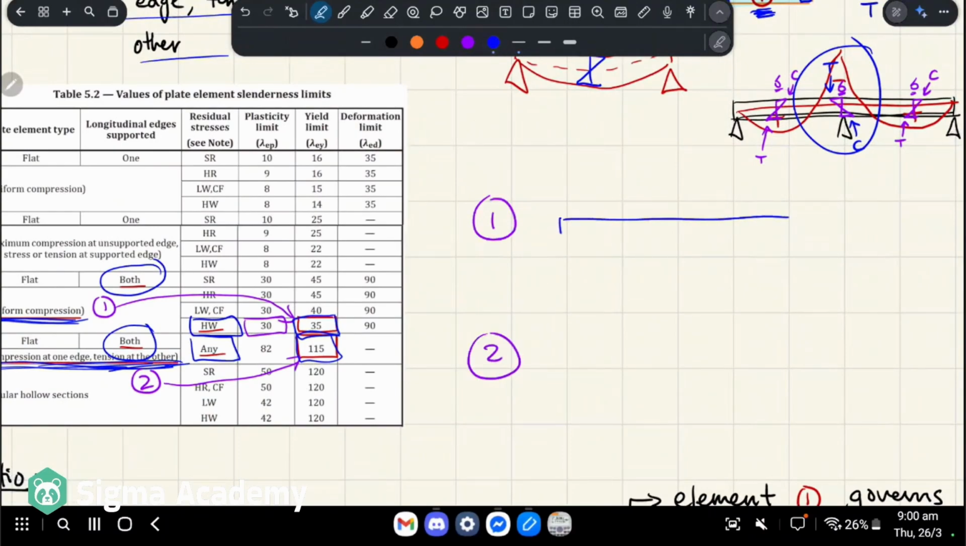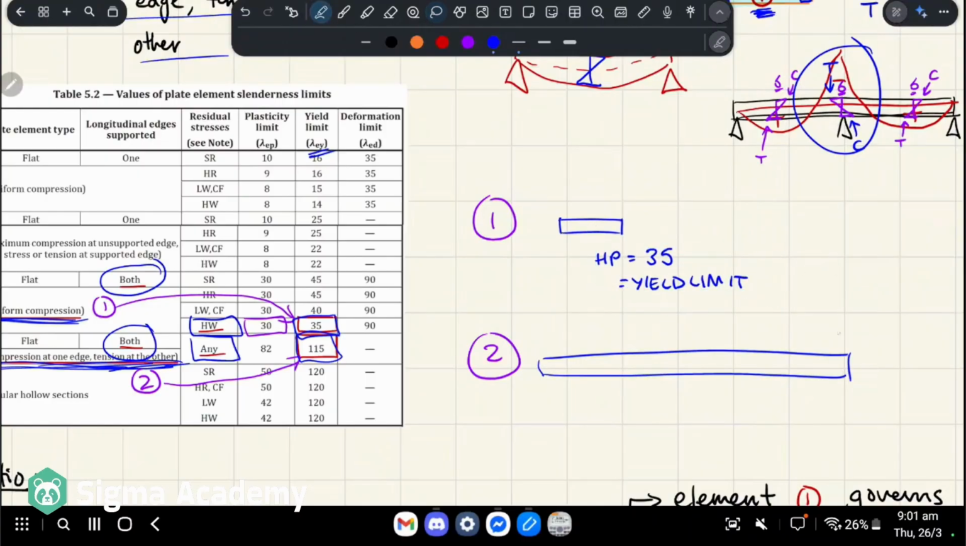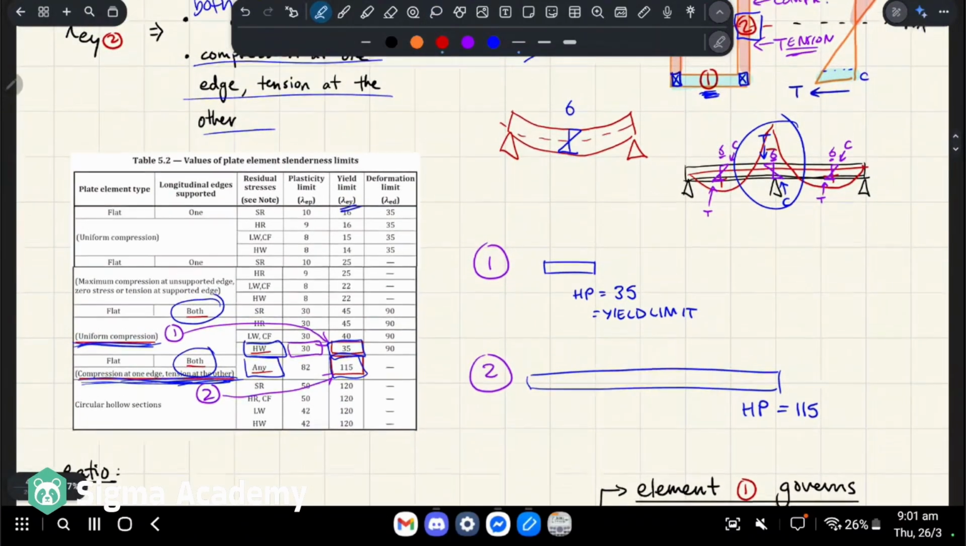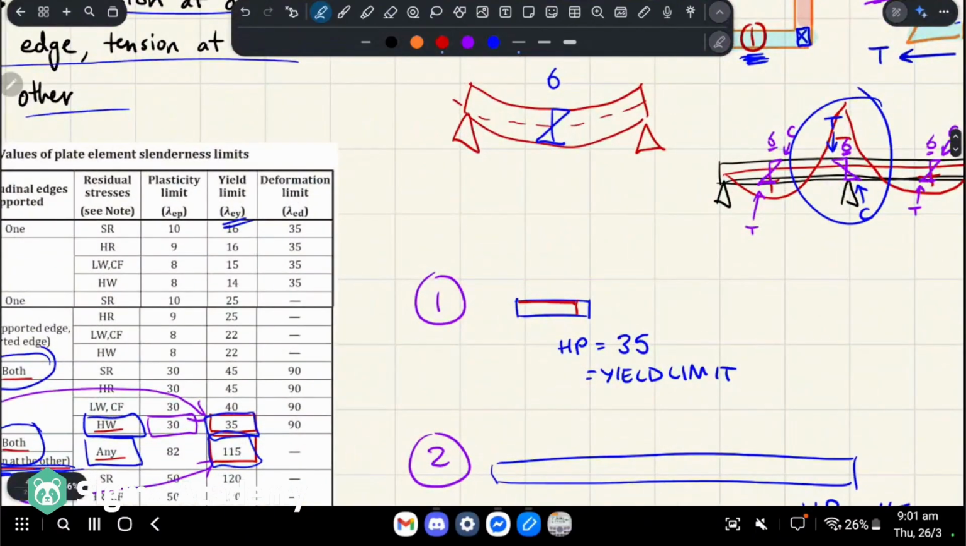Think of it like a health bar, okay? So for element 1, our HP is 35, right? So that's our yield limit. And element 2, the health bar is way bigger. I'm not really drawing this very well to scale. Let me try that again. The HP is 115, okay? Element 1's actual slenderness is 32.53. So this is the slenderness, right? Let's think of this like damage. Slenderness.